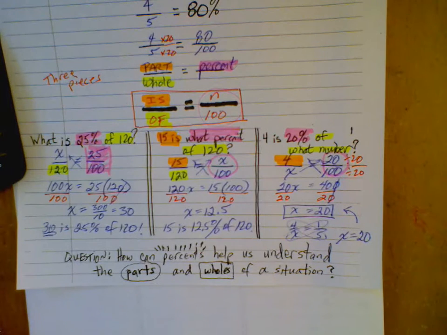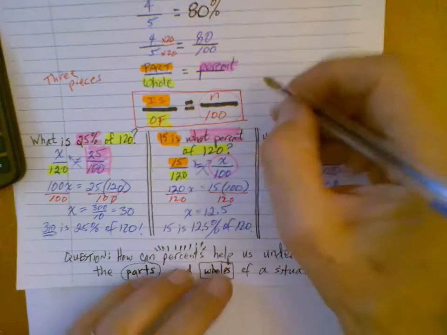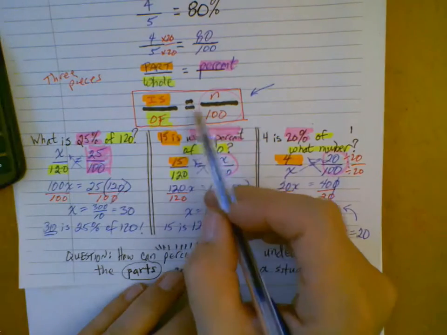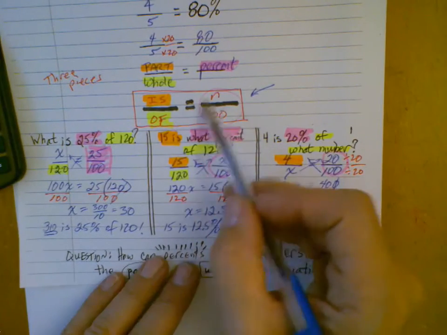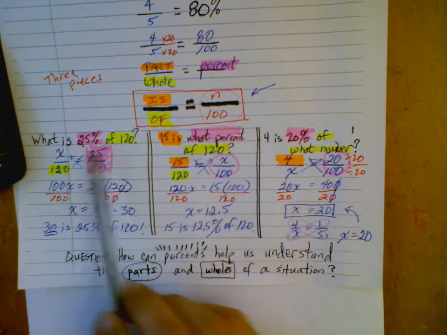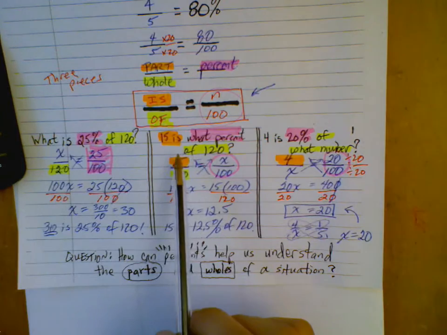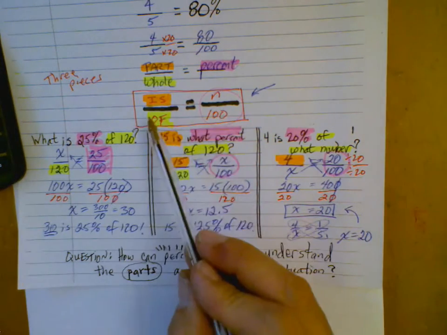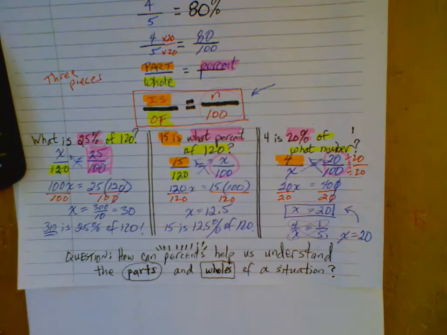Hope this helps. Use it wisely. But remember, the big clue, the thing to remember here is this little tool right here: is over of equals n over 100, my percent. This is the key for unlocking all these problems, and they can be worded in many different ways. But you have to match up the numbers correctly in order to put it in the proportion to be able to solve. Happy solving!